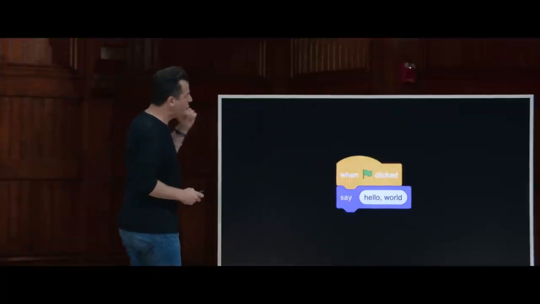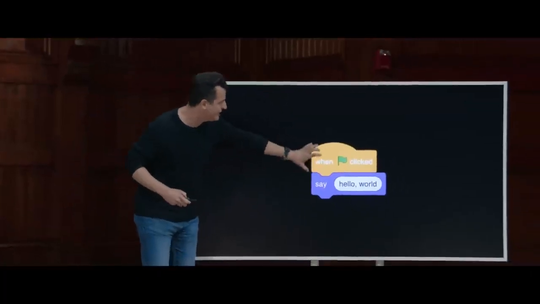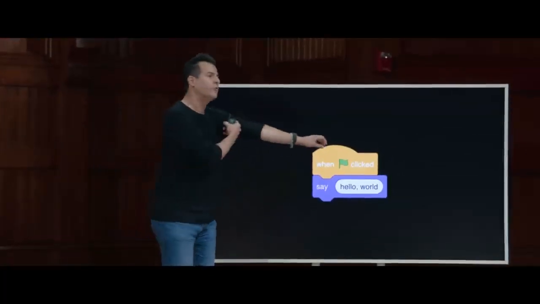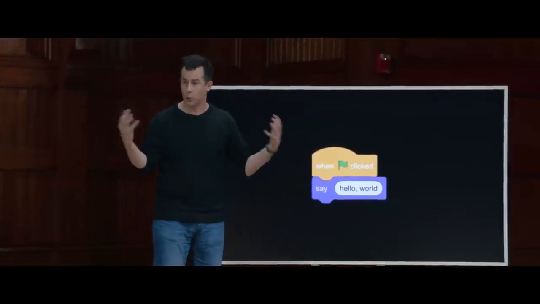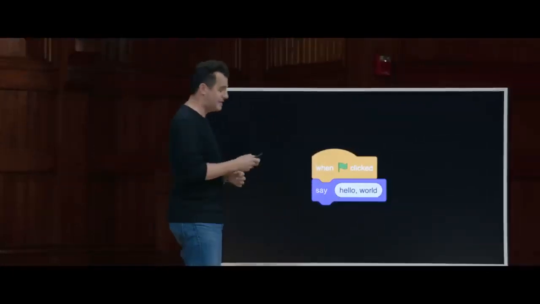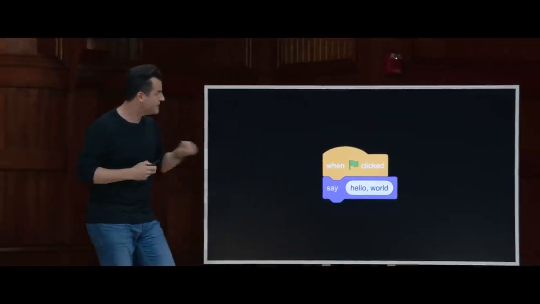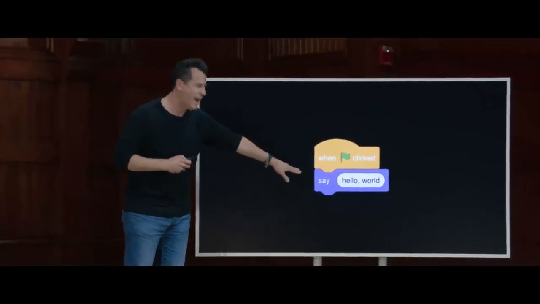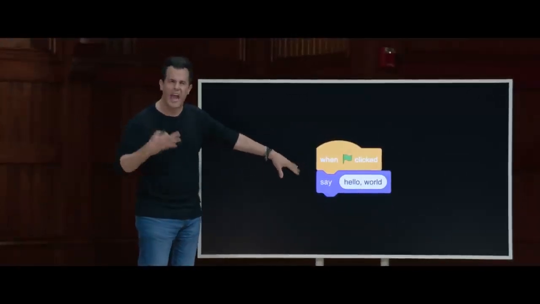So if I go back, notice that we had this when green flag clicked puzzle piece, mostly in yellow with the green flag, that sort of kicks off the whole process once you actually click the button at top right of Scratch's user interface. And then there's the purple block, which actually is the verb, the action, the function that does something.